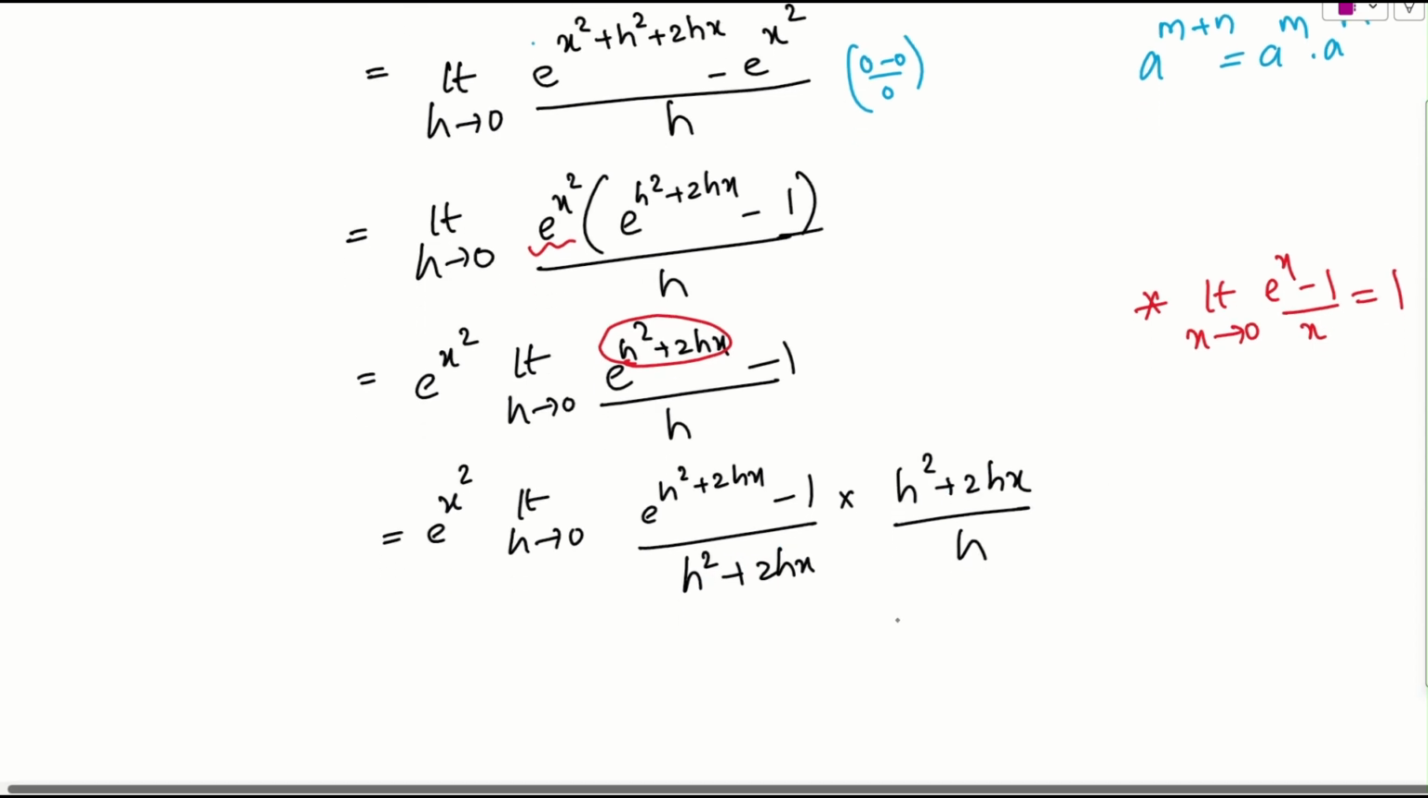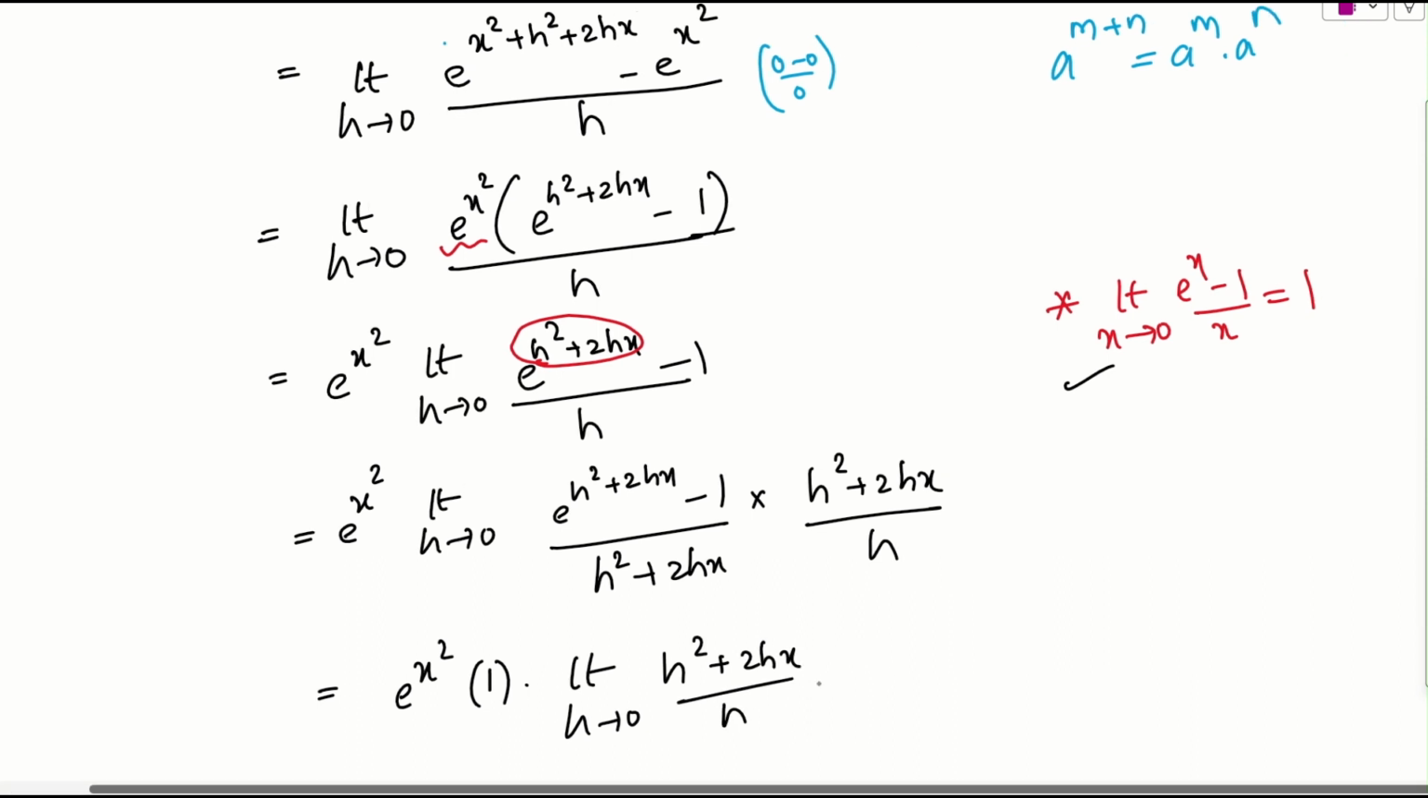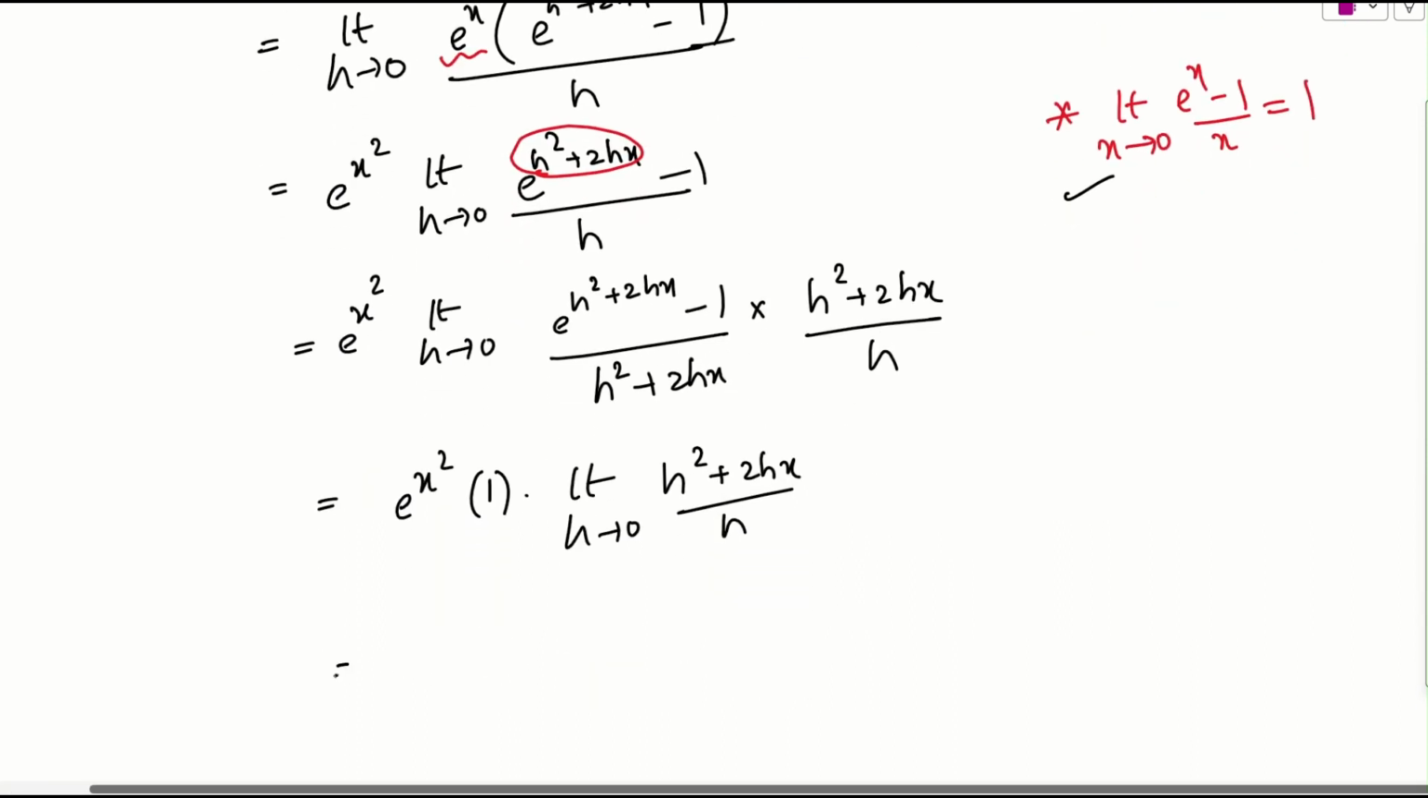If I take h tends to 0, this whole thing will be tending to 0. Agree? With the help of the formula, I can say that this is nothing but 1. This is nothing but limit h tends to 0, h square plus 2hx by h. Can I take h common from the numerator here? So simply take out e power of x square. This is limit h tends to 0. If I take h common, I'll be getting h plus 2x by h. So I'll simply cancel.